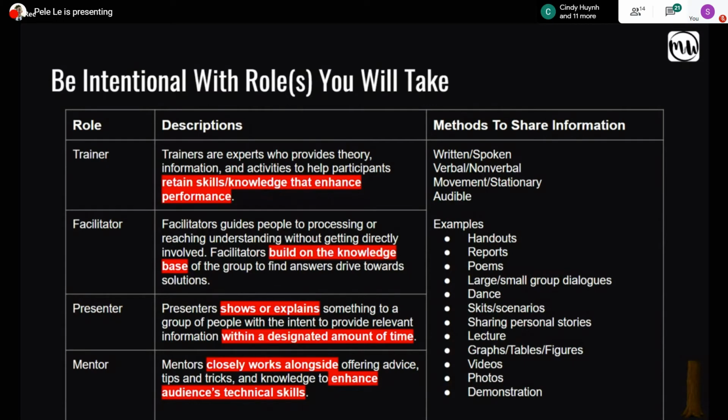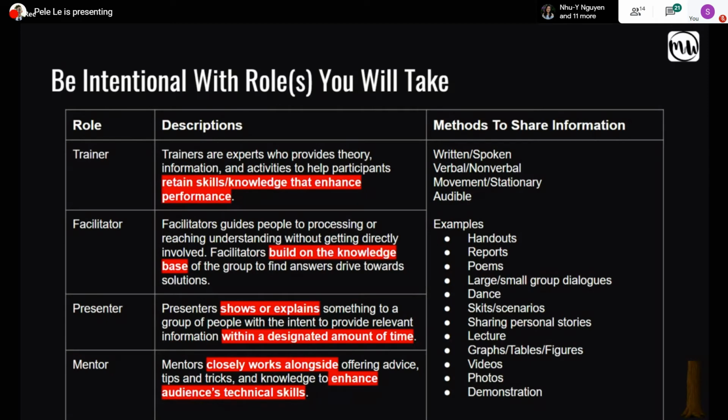And I think people are unclear of that. So for this next slide, we're going to break down different types of workshop people or individuals and roles you can take. The four are trainer, facilitator, presenter, and mentor.